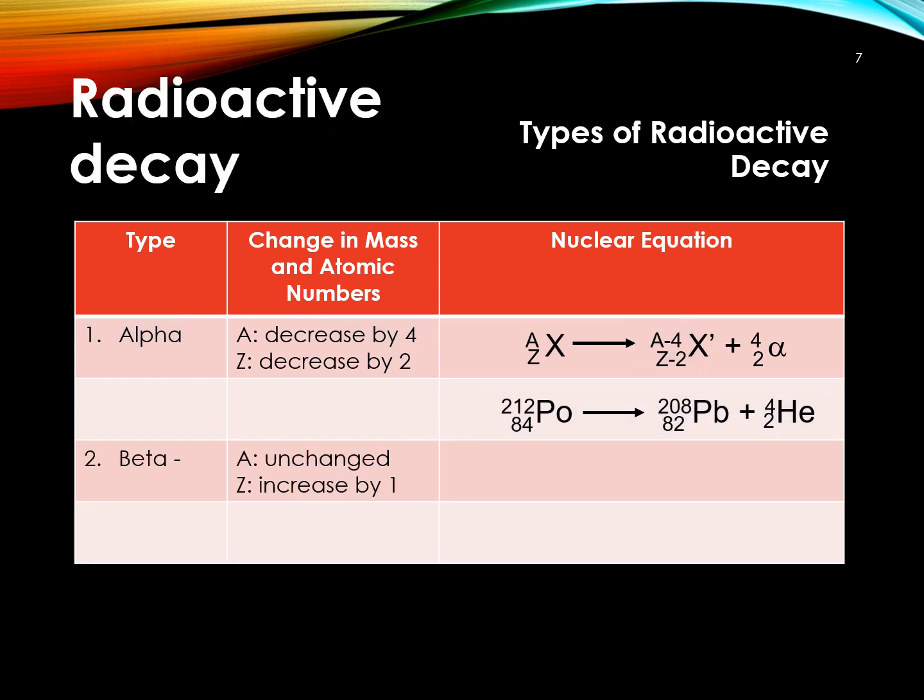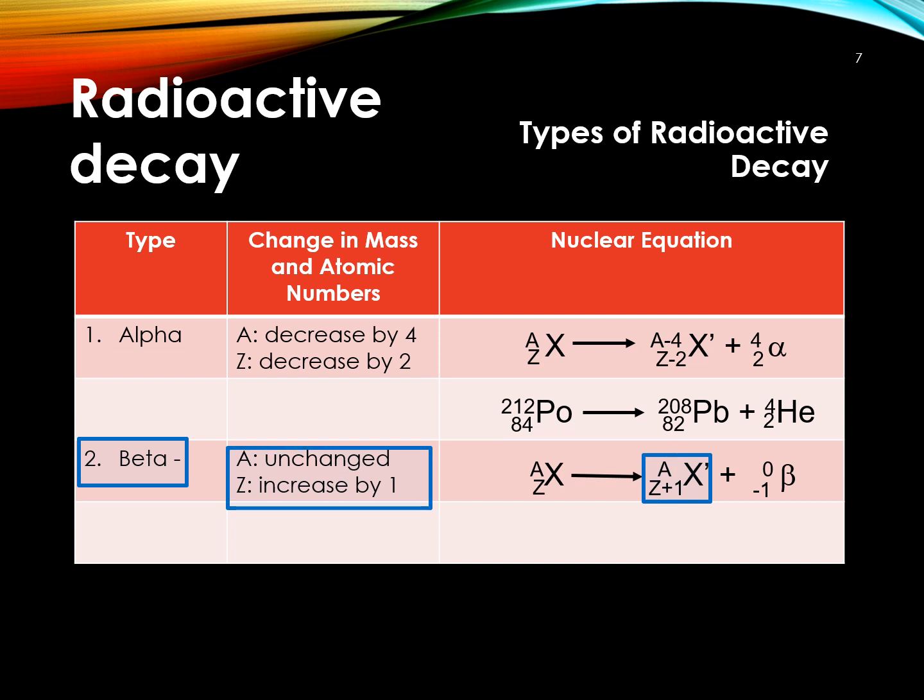The next is beta emission. There are two types of beta particles. The most common beta particle is a negative beta particle. Negative in the sense that the neutron in the nucleus of the parent isotope decays to form a proton so that the atomic number becomes Z plus 1 for the daughter X prime.